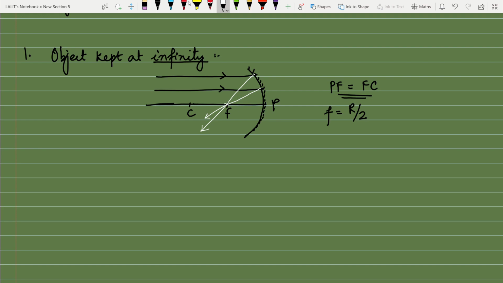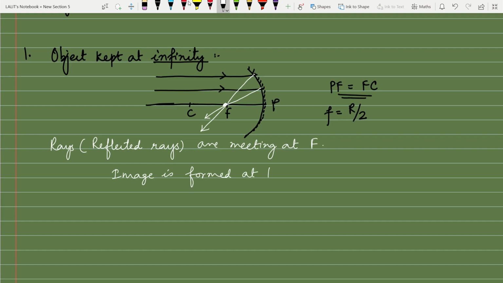So if you see here, these rays are meeting at F. Which rays? The reflected rays are meeting at focus. So we can say image is formed at F. Now if you see, the rays are meeting by themselves, therefore the image is real, and if it is real, it must always be inverted. So the image is real, inverted, and formed at focus.